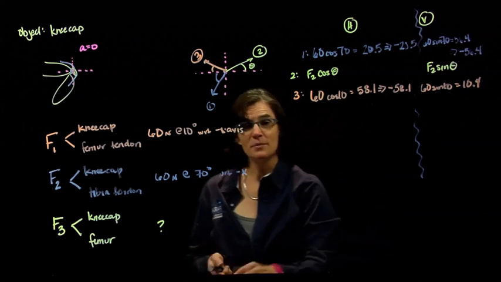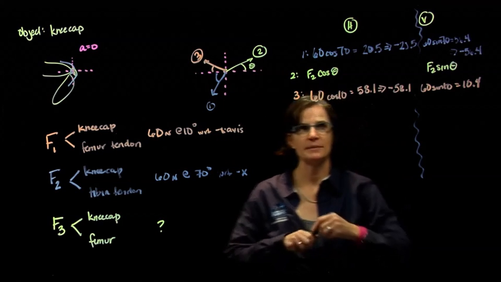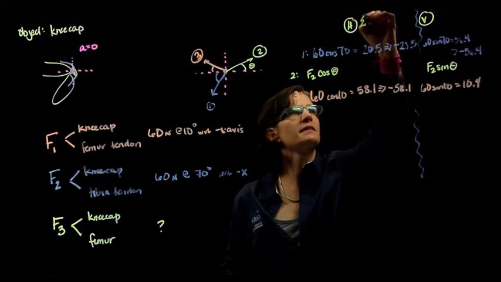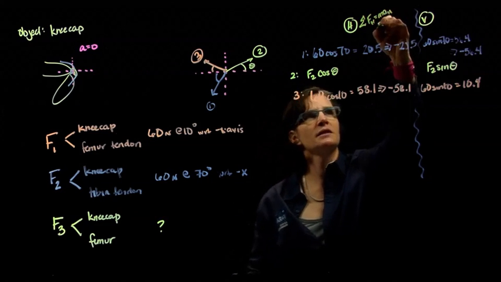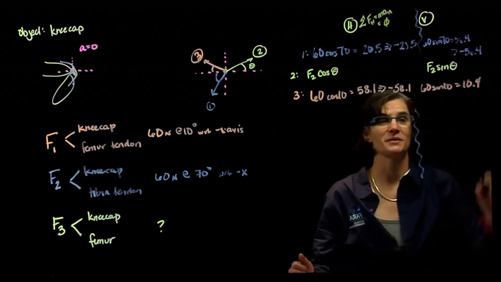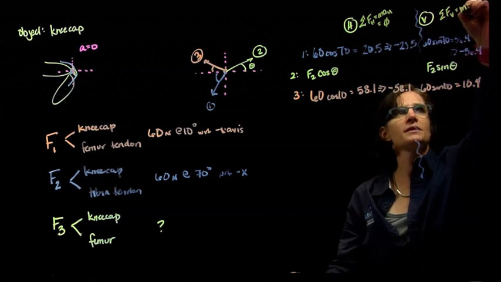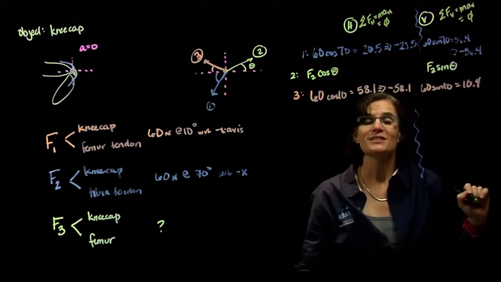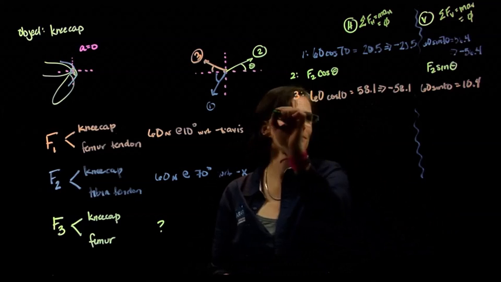Now I can sum those forces and apply Newton's second law. Newton's second law tells me that the sum of the forces horizontal is equal to the mass times the acceleration horizontal. Well, in this case, there's no acceleration, so those sums should equal 0. Similarly, the vertical is the sum of the vertical forces equals the mass times acceleration vertically. Those should be summing to 0 because there's no change in motion vertically either.